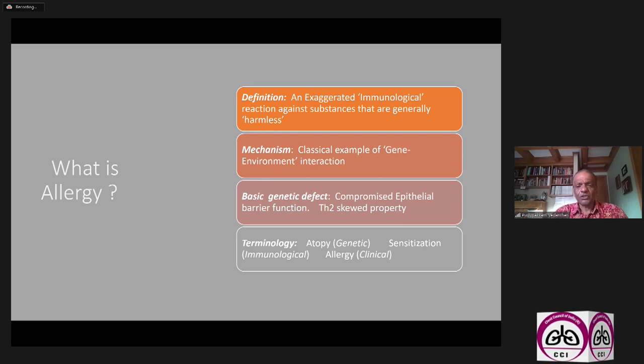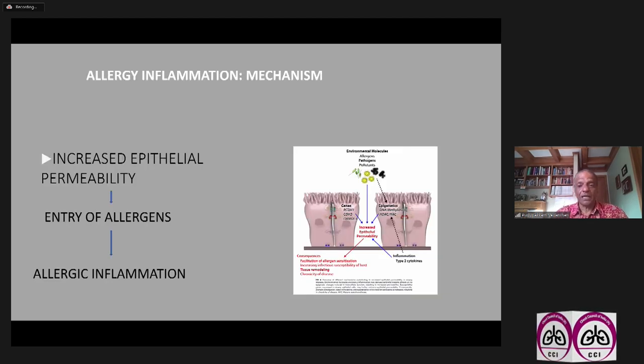Now, we also have to be careful about some of the terminologies that we use when we talk about allergy. We say, you know, that person comes from an atopic family, and this person is sensitized, and that person is allergic. So there are three terms here: atopy, sensitization, allergy. So we will go through that in a minute, what those things mean. So this is what I was talking about.